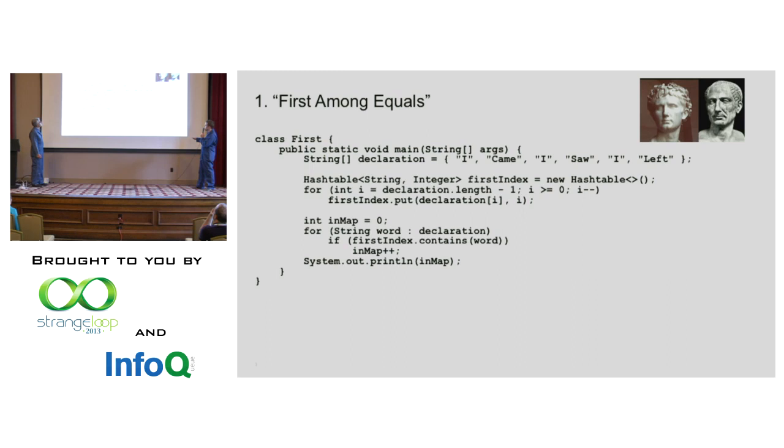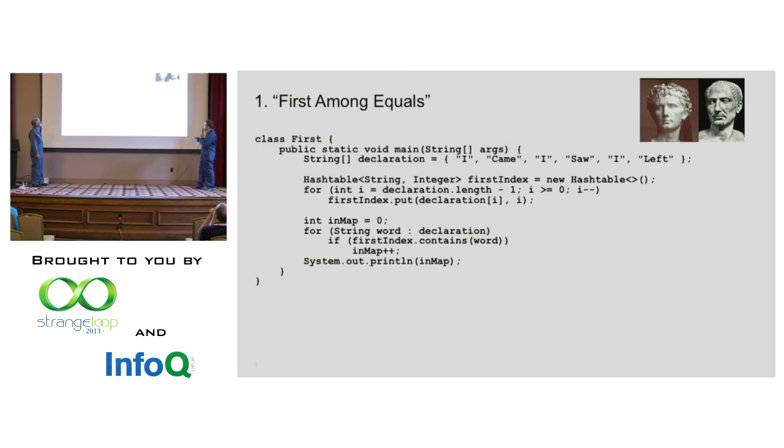For each element, we map the string at that index to that index. So basically what this is going to do is start at the rightmost string and work its way left. It's going to put left, and how long is this? 0, 1, 2, 3, 4, 5. It's going to map left to 5. It's going to map I to 4. It's going to map saw to 3. Oh, and then it's going to remap I to 2.